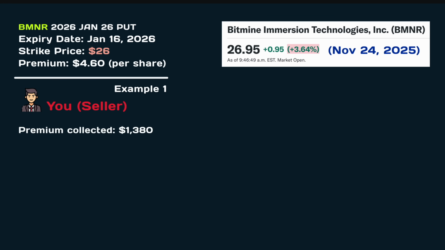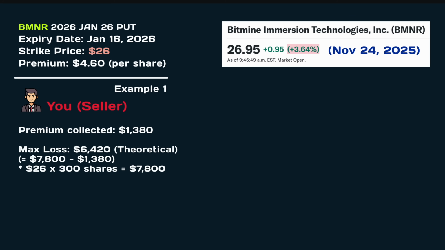In this case over here, you collected a premium of $1,380. That's also your maximum profit for this position here. What we also want to do is calculate your theoretical maximum loss. Remember here, you sold an option with a strike price of $26. The worst thing that can happen to you is if the stock went to 0.